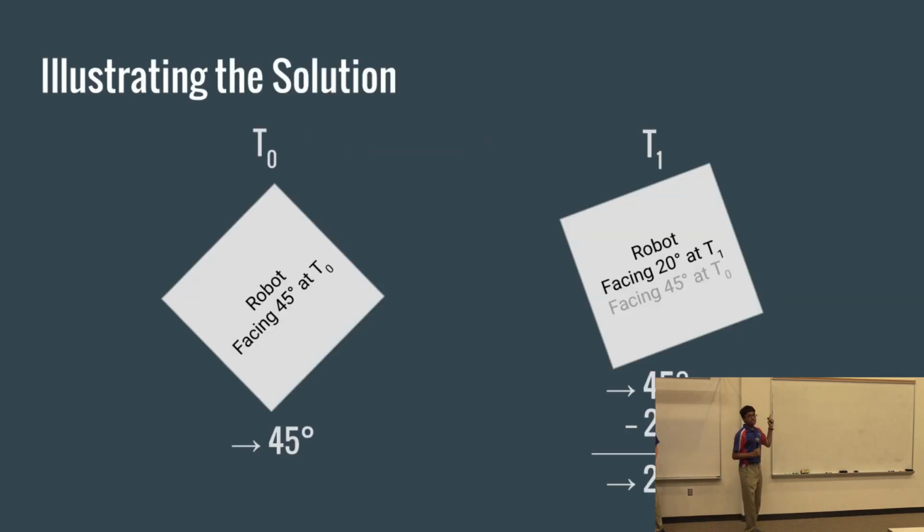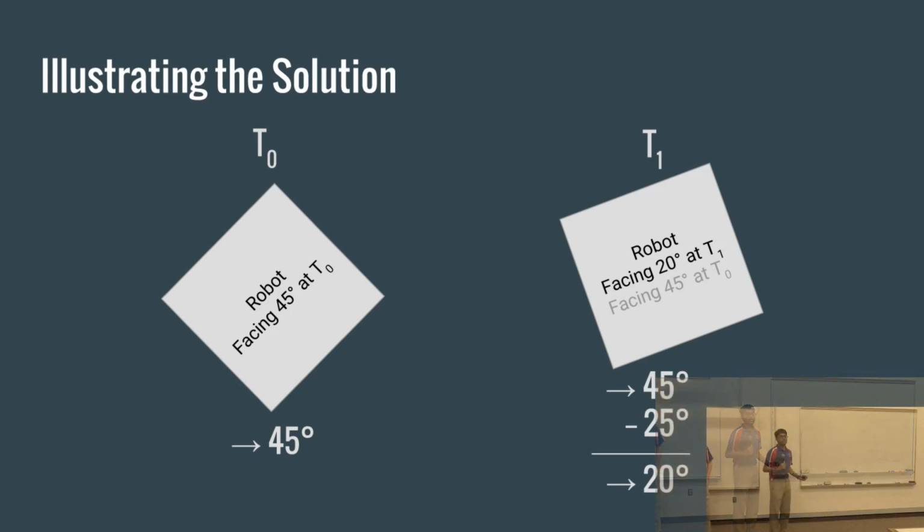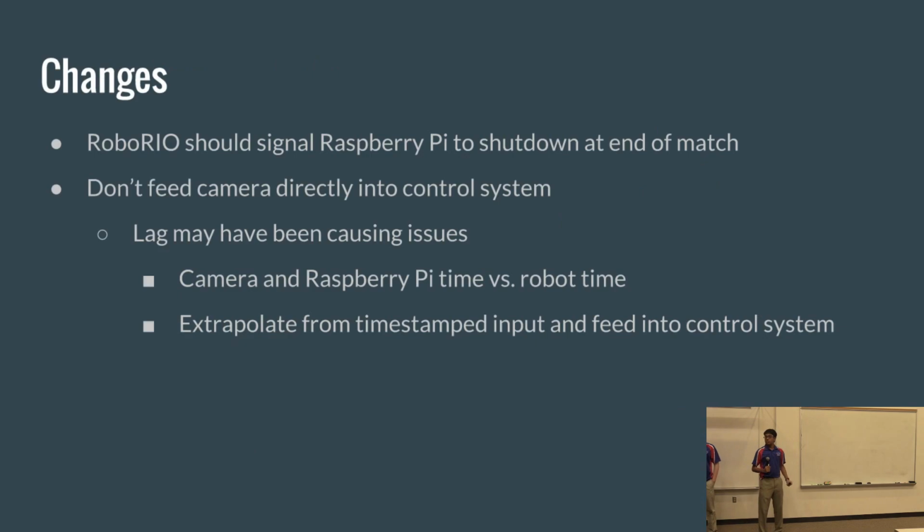Imagine that your robot at time t0 is moving to the right, but currently is pointed at 45 degrees. So the camera reads, it sees the target, and it tells the robot, turn right 45 degrees so that you can align with the target. When the robot receives that message at time t1, it will receive the command to turn 45 degrees, but if it turns 45 degrees now, it will go too far because it's already turned 25 degrees and is now facing 20 degrees.